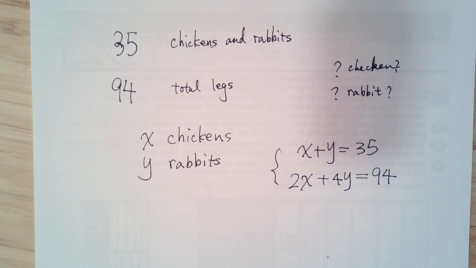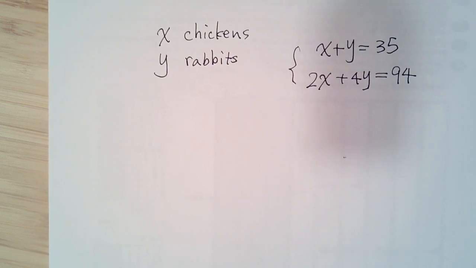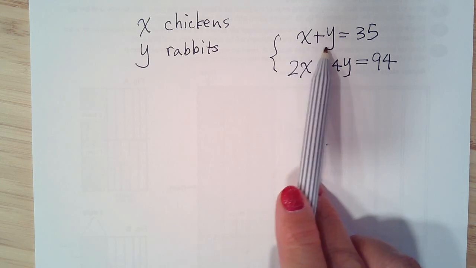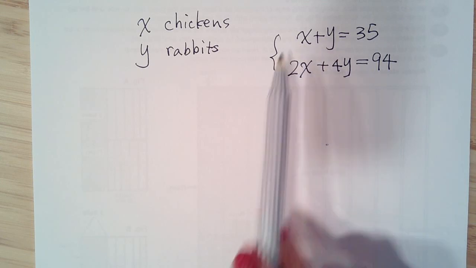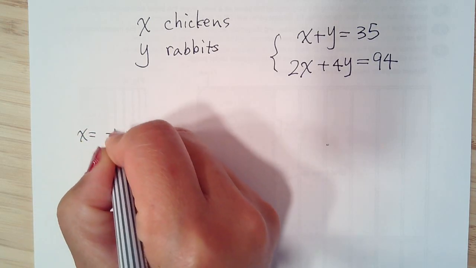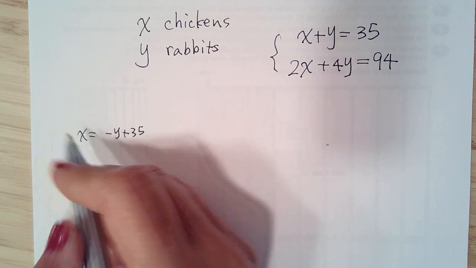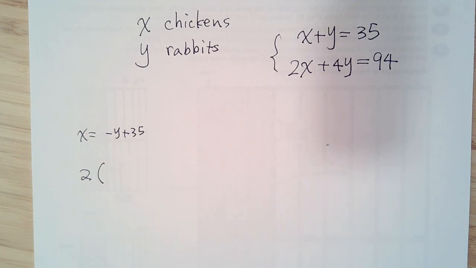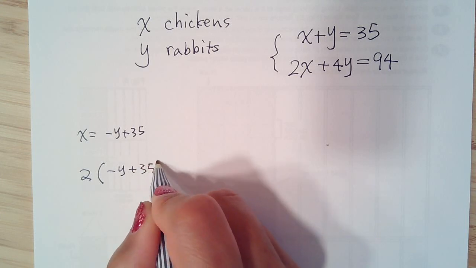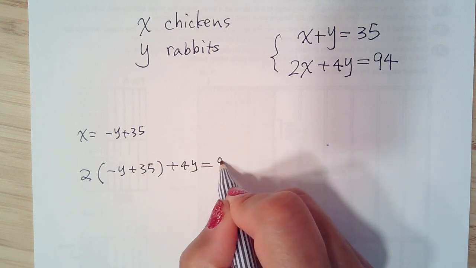Yeah. Do you want to use substitution or elimination? Let me do both. Okay. So if we notice here is 1, here's 1, so we can just choose either one. So I choose X. So I use the substitution method. So that X will become negative Y plus 35. And then I'm going to substitute here. So that becomes 2 times, instead of having X, I write negative Y plus 35. Okay, and then I go plus 4Y equals 94.